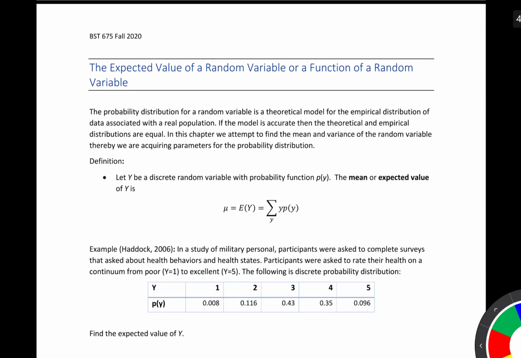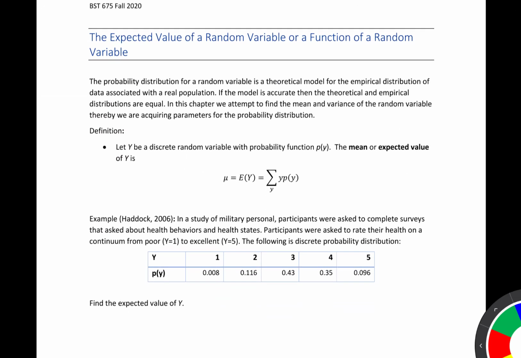All right, so let's talk about the expected value of a random variable and functions of a random variable. The probability distribution for a random variable is a theoretical model for the empirical distribution of data associated with the real population. If the model is accurate, then the theoretical and empirical distributions are equal. In this note set, we're going to attempt to find the mean and variance of the random variable, thereby acquiring parameters for probability distributions.